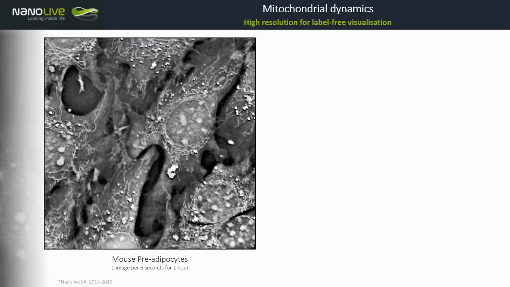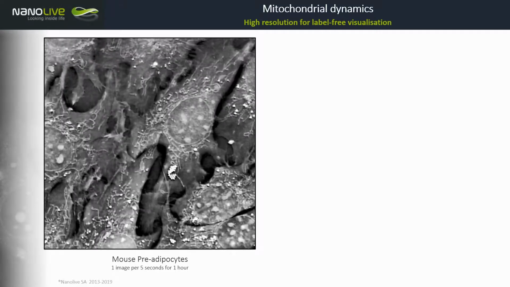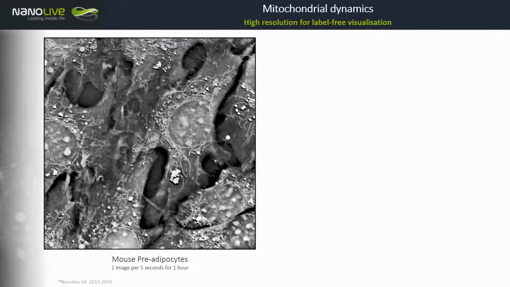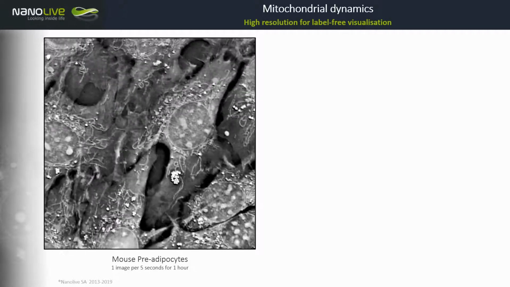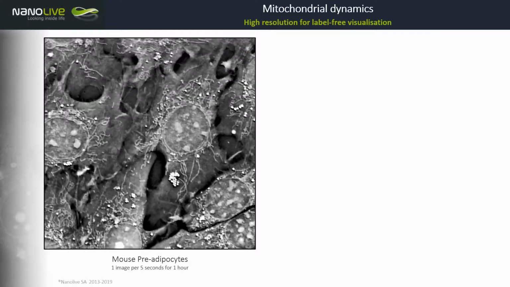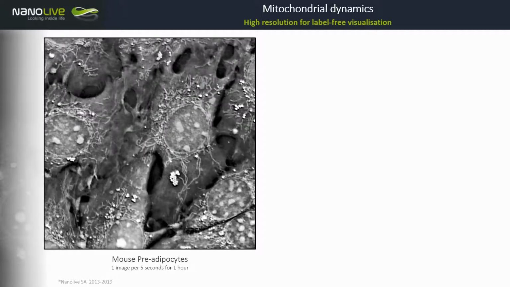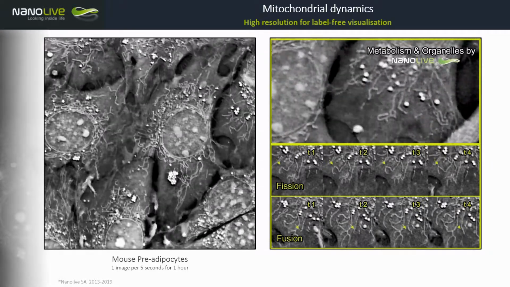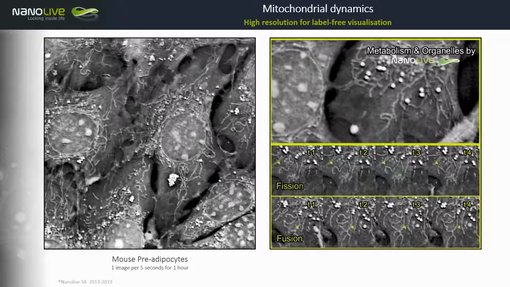Nanolive imaging is the only system that can image mitochondria without the use of markers or staining. Due to the high refractive index sensitivity of this microscope, the mitochondrial network can easily be distinguished at high resolution. You can see here the fine details of mitochondrial dynamics, including events of fission and fusion.